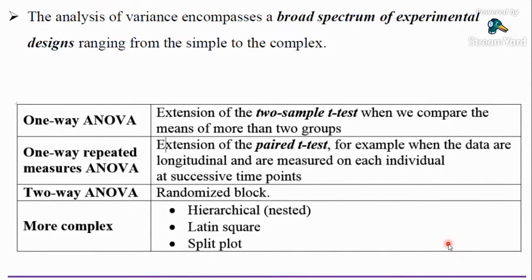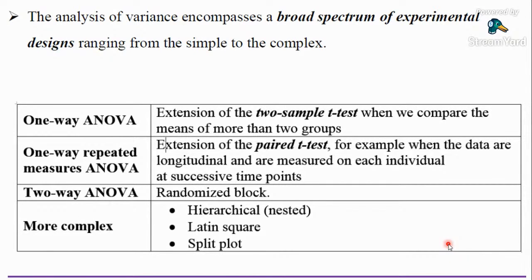Using an analysis of variance, we have a broad spectrum of different experimental designs depending upon the situation. We can have the completely randomized design, the randomized block design, or a Latin square design, depending upon the design that we have. One-way ANOVA is nothing but an extension of the 2-sample t-test. In the 2-sample t-test, we have only 2 groups. Here we have more than 2 groups.